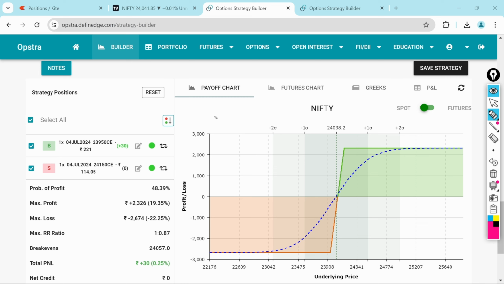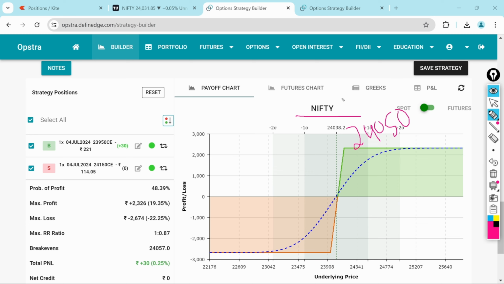Now we understood what is meant by a spread and what is meant by a debit spread. Let's understand how to create the call debit spread. To create a call debit spread, we buy one leg and we sell another leg. The buy leg will be close to at the money or in the money, and the sell leg will be out of the money.